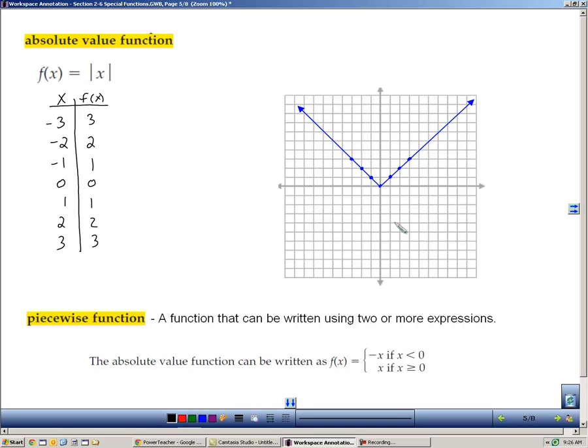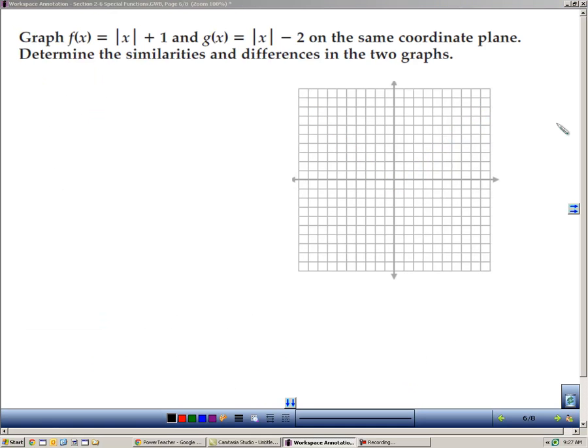So this is a typical absolute value function. It has a V shape to it, and that's what the absolute value bars do to the function, is they create half of the function that goes to the positive x and the half of the function that goes to the negative x. Now this idea of breaking a function as you're graphing it is called a piecewise function. That's a function that can be written using 2 or more expressions. And an absolute value function can be written that way, so it's also called a piecewise function.